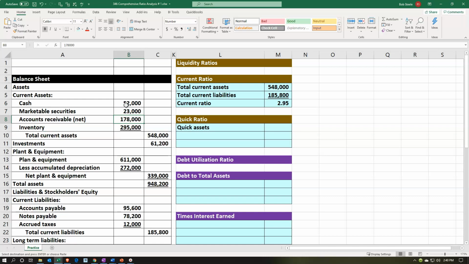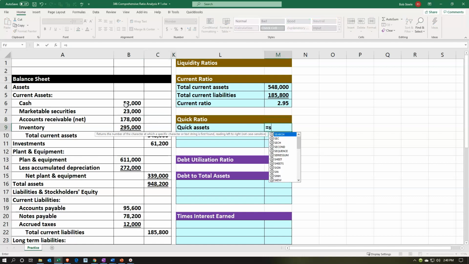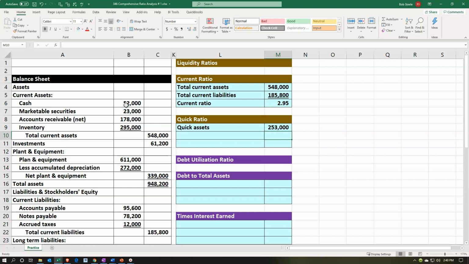They're already net of the allowance, because we would put the allowance for doubtful accounts if we don't think we're going to collect on them. So let's just take out the inventory. Equals the sum of everything but inventory in the current assets: cash, marketable securities, receivables. Or you can calculate it as current assets minus the inventory, and you'll get to that number. Then we're going to compare that to the current liabilities.